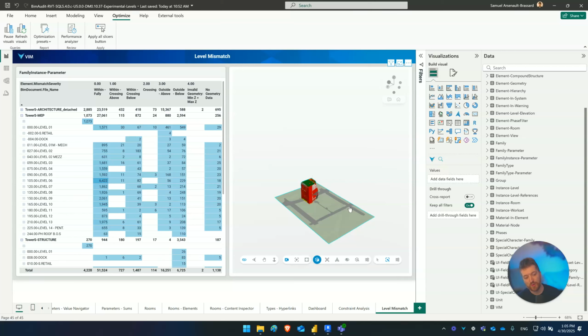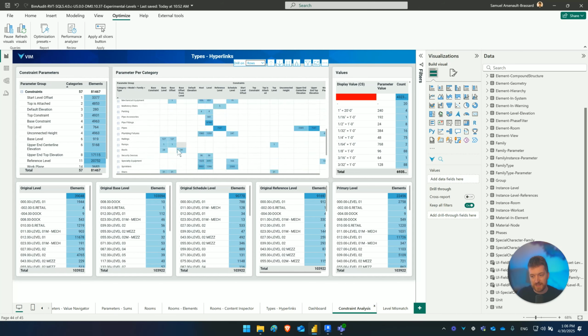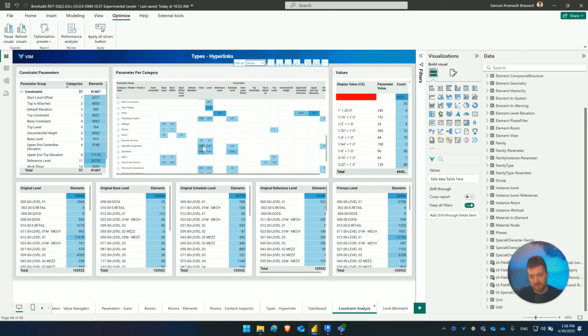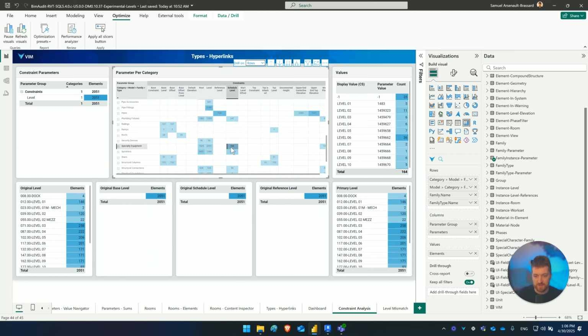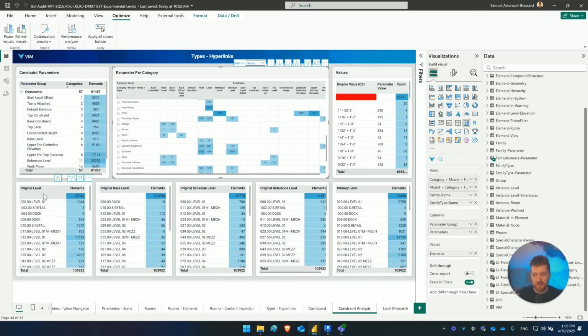So the Levels Mismatch Report is a bit of a data magnum opus, and it really solves and groups multiple problems into one data flow. In the previous video of the constraint analysis, we talked about how some elements have multiple and varying references. For example, this specialty equipment sometimes uses a host, sometimes a level, sometimes a schedule level, sometimes a work plane, and not in the same quantity. So they have some of these references in here, but not all of them.